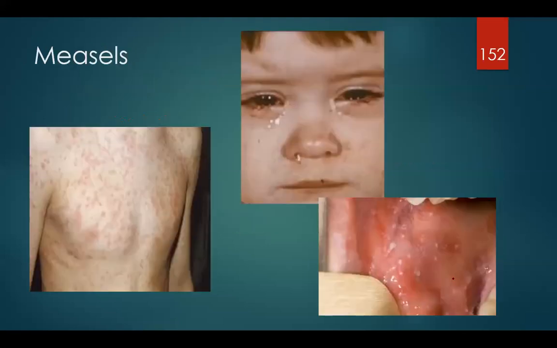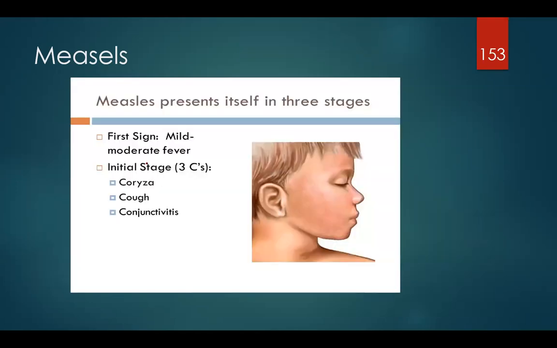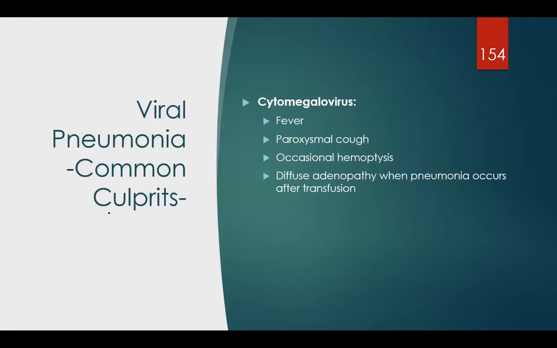So here's measles. These are Koplik spots. There are these little gray pseudomembranous lesions. Don't get these confused with aphthous ulcers, because you've got the Koplik spots, you've got the red eyes, and you've got this rash. If you have that triad, you have the measles. So the three C's of measles: coryza, cough, conjunctivitis. Viral pneumonia, common culprits are cytomegalovirus, particularly for immunocompromised patients, which can cause fever, paroxysmal cough, occasional hemoptysis, and diffuse adenopathy.